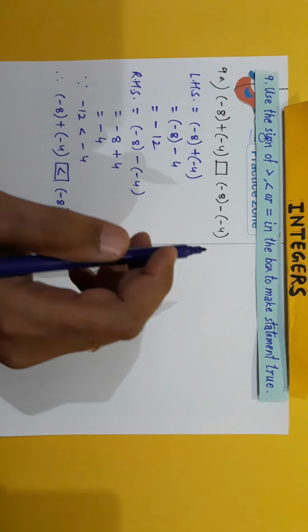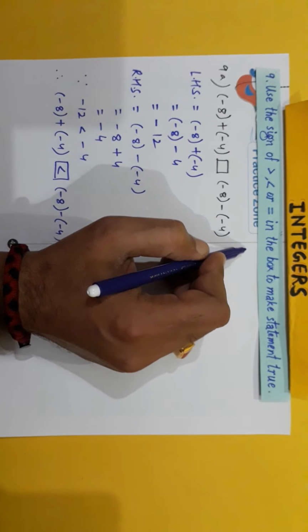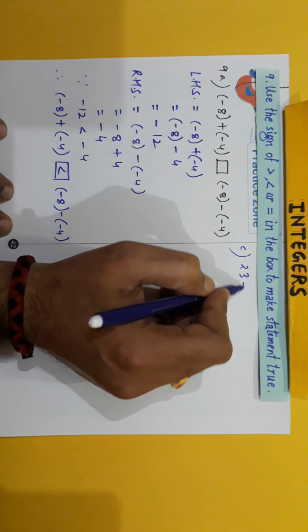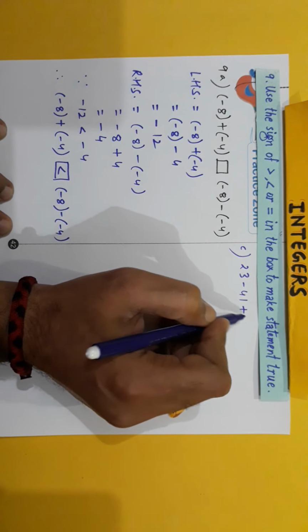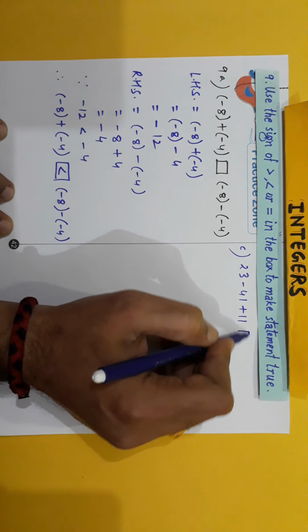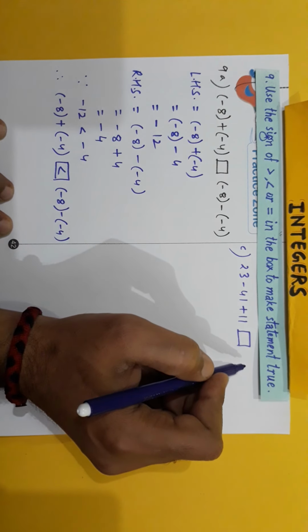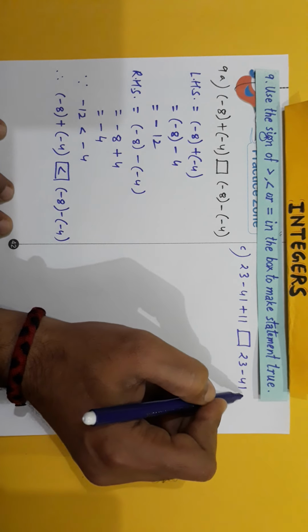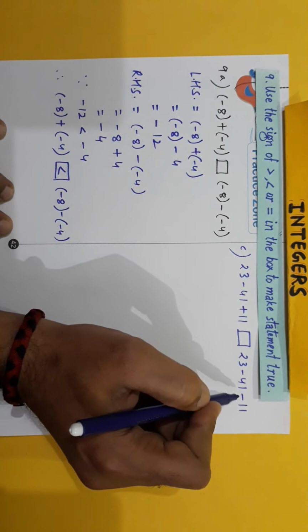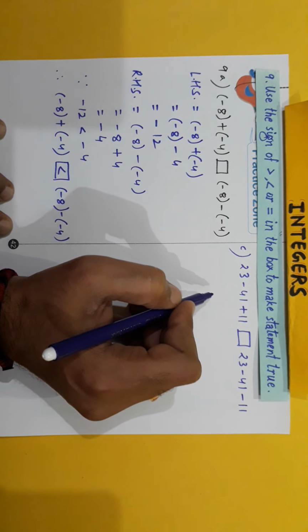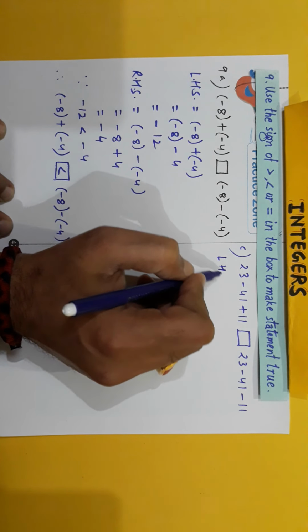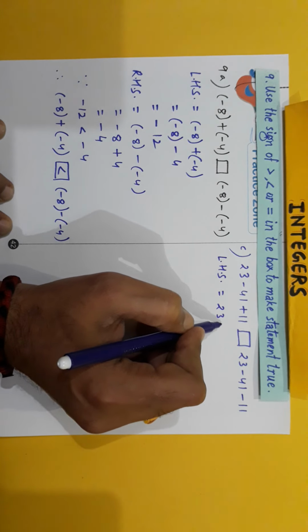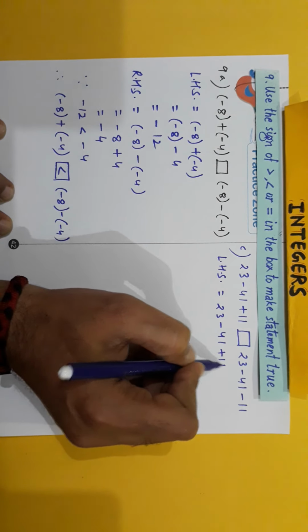In C part, the question is 23 minus 41 plus 11, then box, and then 23 minus 41 minus 11. Now in LHS, let us see what is over there. It is 23 minus 41 plus 11.